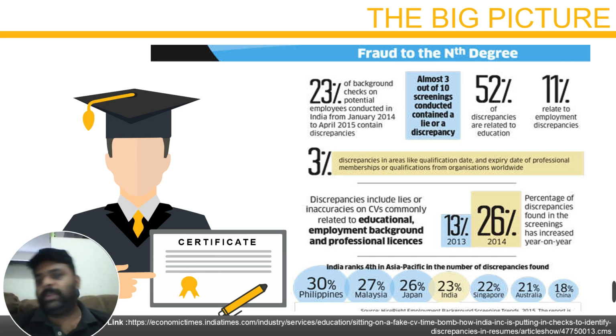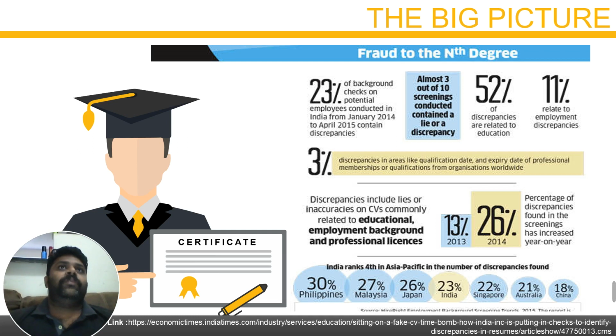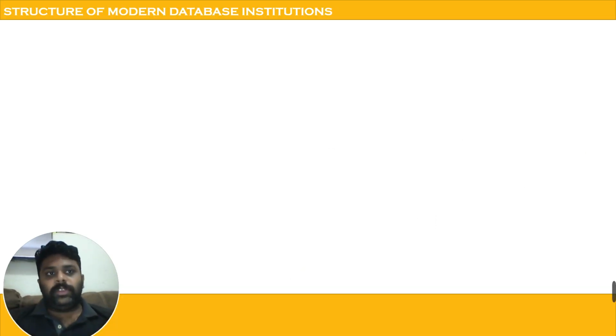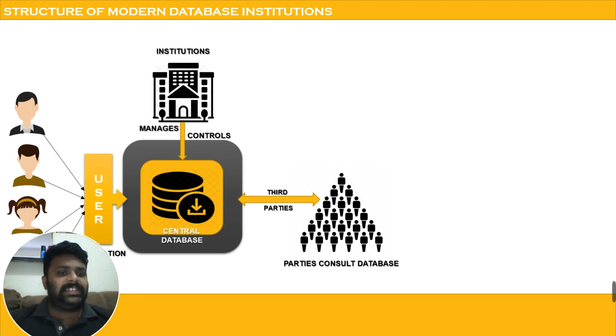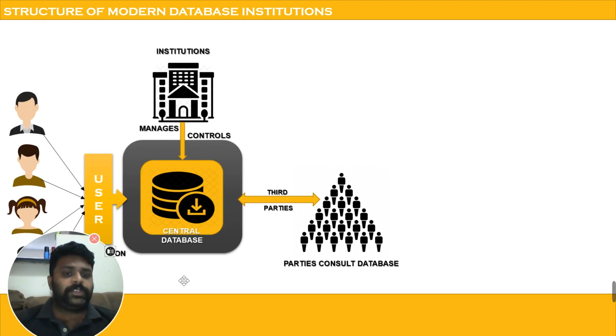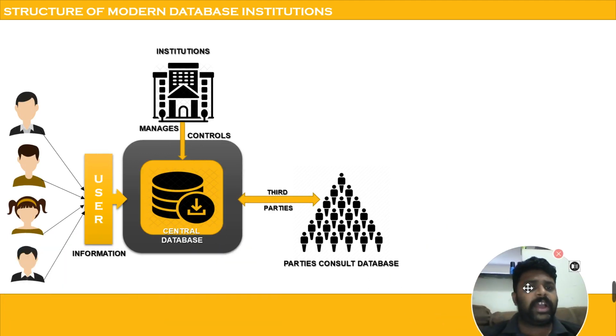There exists the problem. Even if you use AI, ML, whatever you bring in, the thing will still happen. Why is this big picture happening, and what exact structure is used to print your certificates? I'll give you in the next slide. Now the current structure of modern database institutions, this is the structure we used to use. All the information is stored here. User information is stored in a central database, managed and controlled by the institutions.